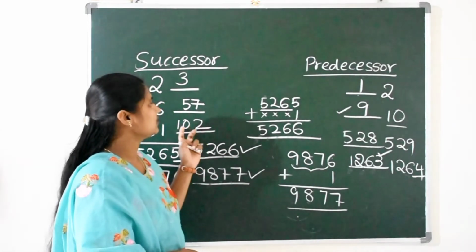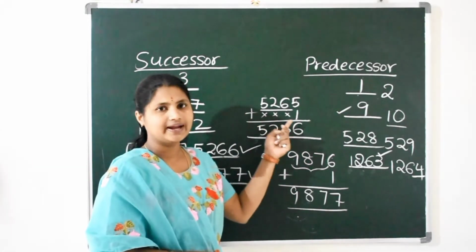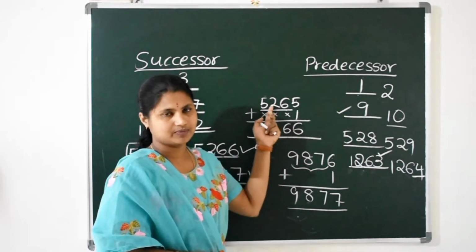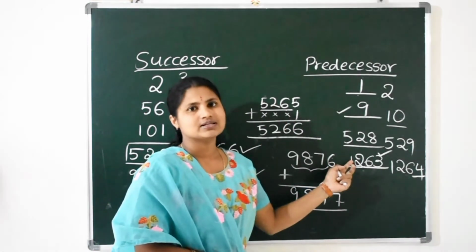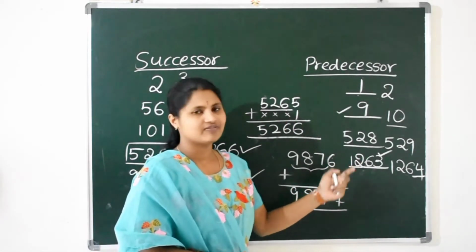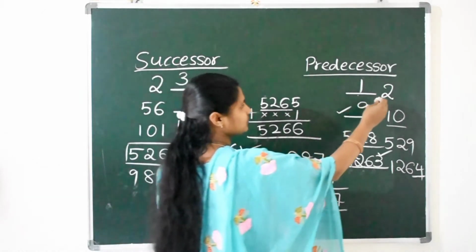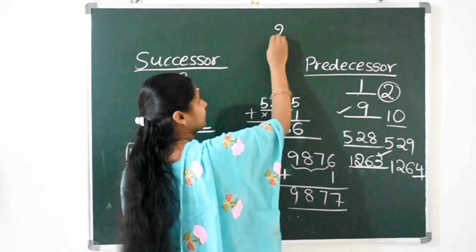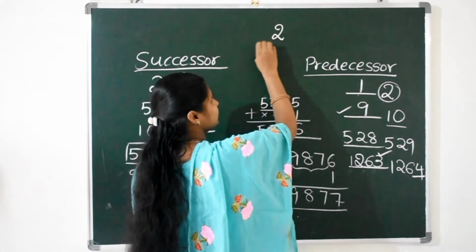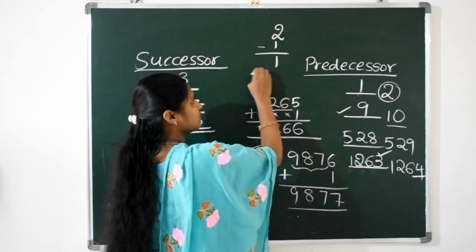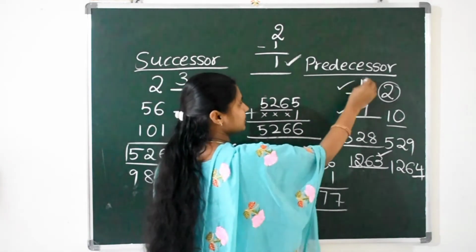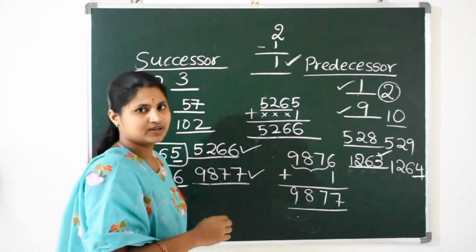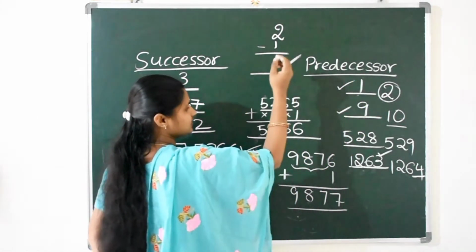Okay, in successor what have we done? We added 1 to the given number. In predecessor, subtract 1 from the given number. See here, what is the given number here? 2, right? The given number is 2. So 2 minus 1 will give what? 1. So what is the predecessor of 2? 1. Is it right?